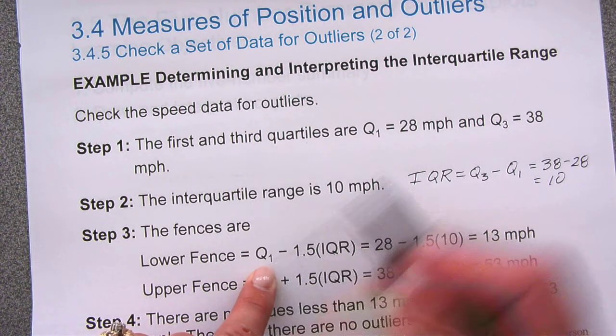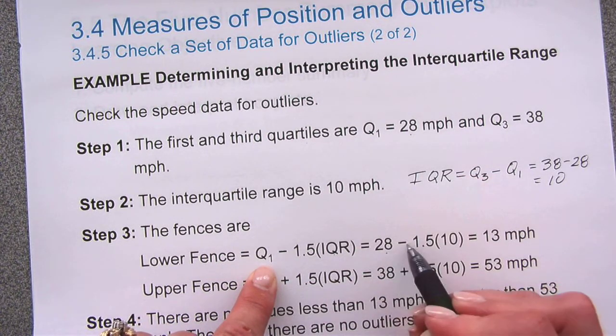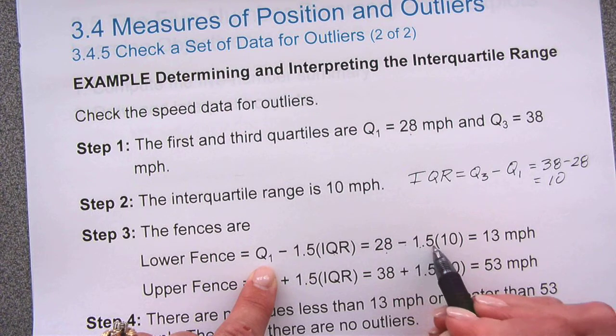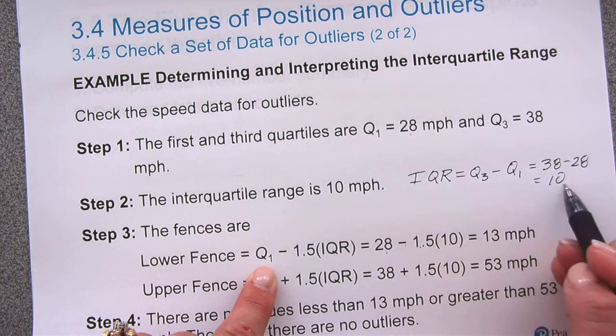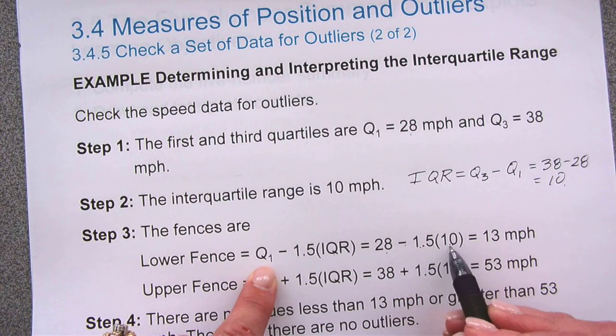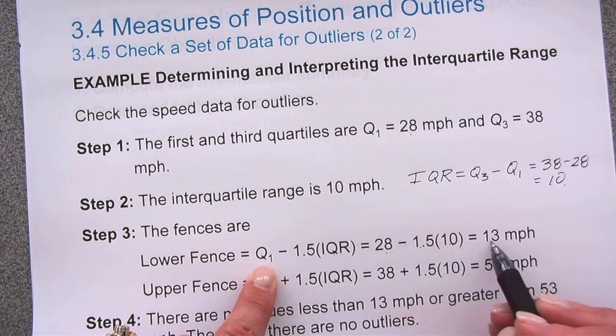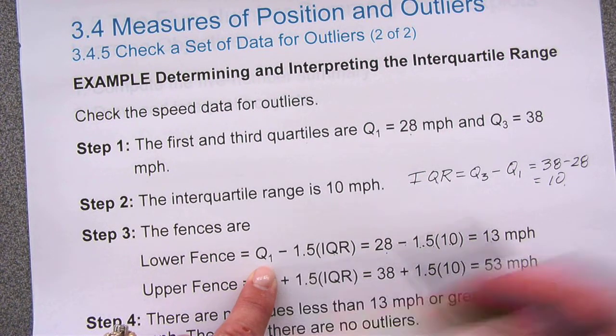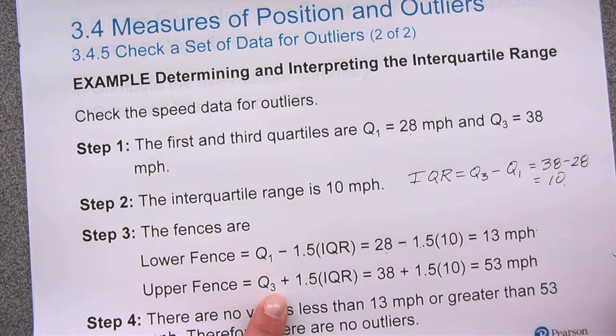Okay, so our lower fence is Q1 minus 1.5 times the interquartile range. So Q1 is 28 minus 1.5 times the interquartile range, which is 10. So 1.5 times 10 is going to be 15. 28 minus 15 is 13. So the lower fence is 13 miles per hour.